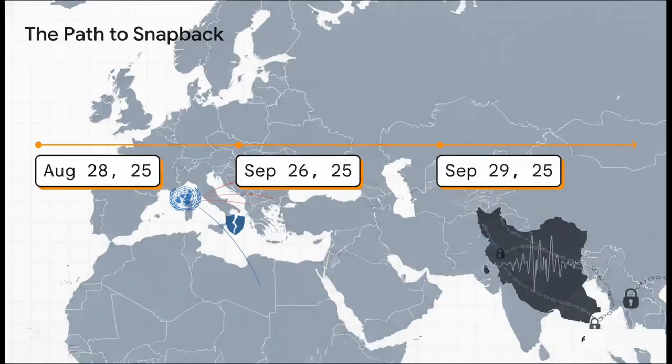On August 28th, the three big European powers in the deal, that's France, Germany, and the UK, notified the UN they were pulling the trigger. Russia and China, well, they tried to stop it. They drafted a resolution to keep the sanctions off, but it failed on September 26th. So, just 3 days later, it was a done deal. The snapback was official, and all those old, crippling UN sanctions were suddenly back on Iran.